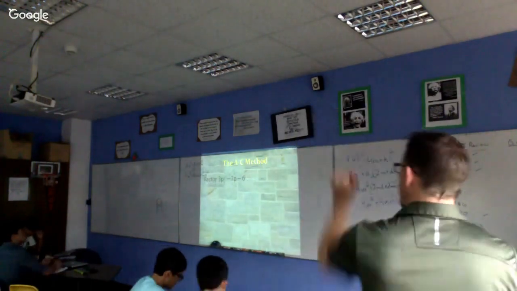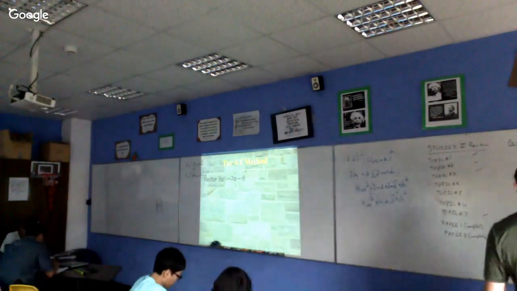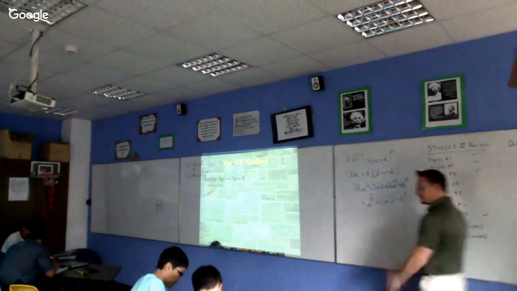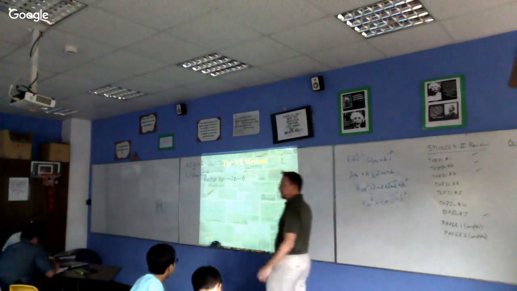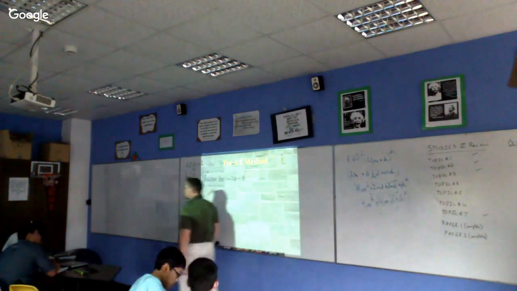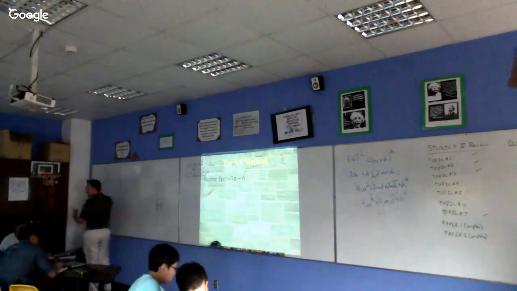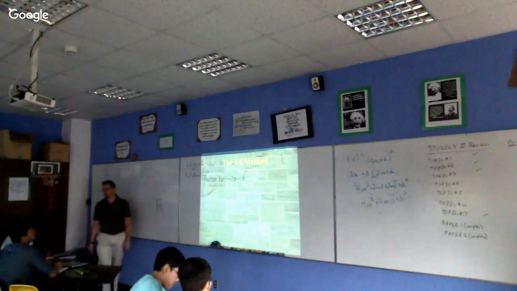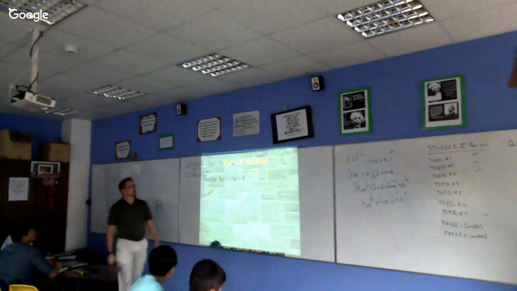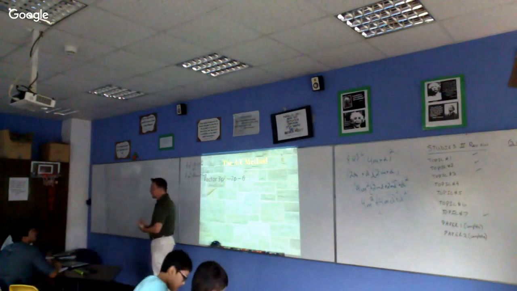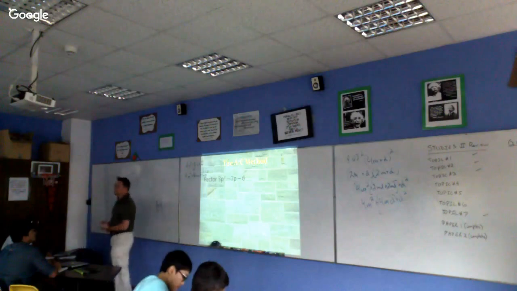Now, factor 3p squared minus 7p minus 6. Go through the progression. Is there a GCF? No. 3, 7, and 6 are relatively prime. Is this a difference of two squares? No. There are three terms. It cannot possibly be a difference of two squares. So, the only thing left is to do our AC method.